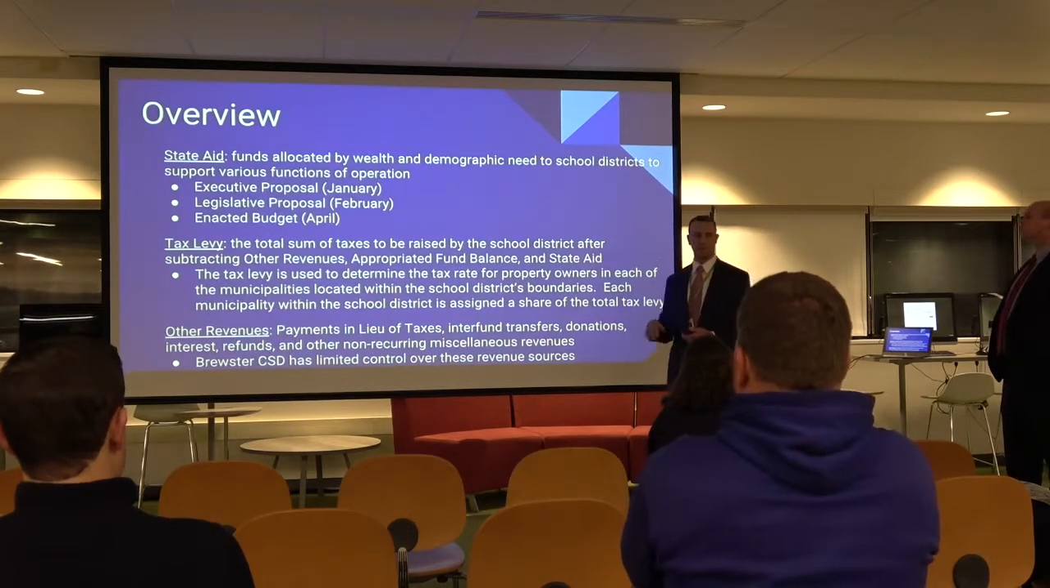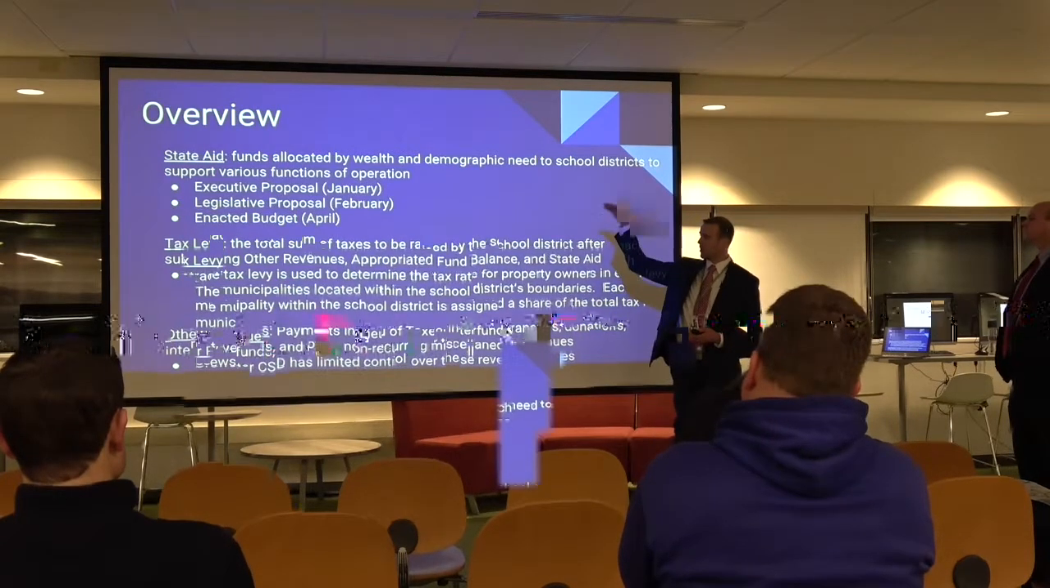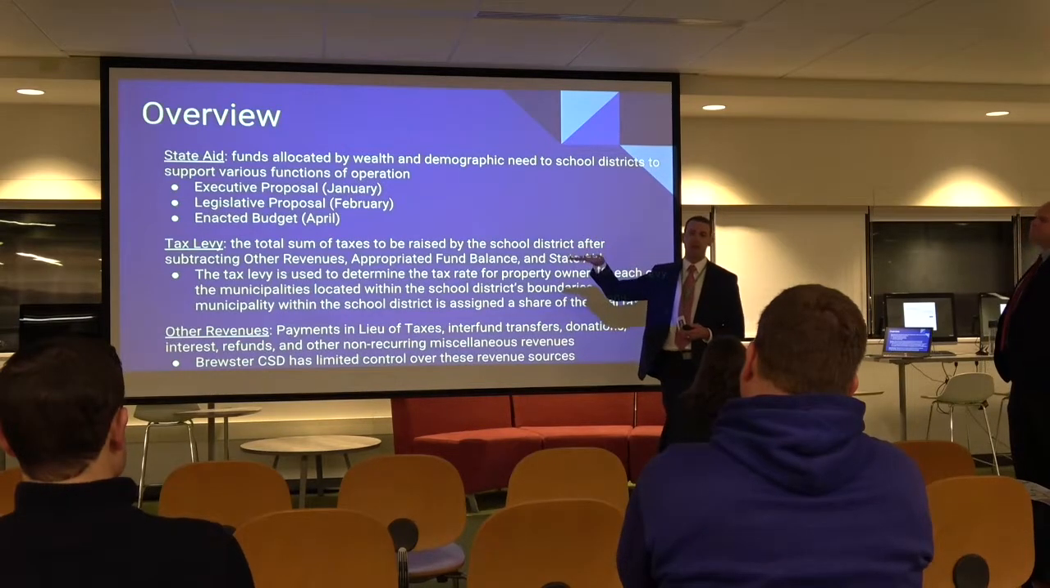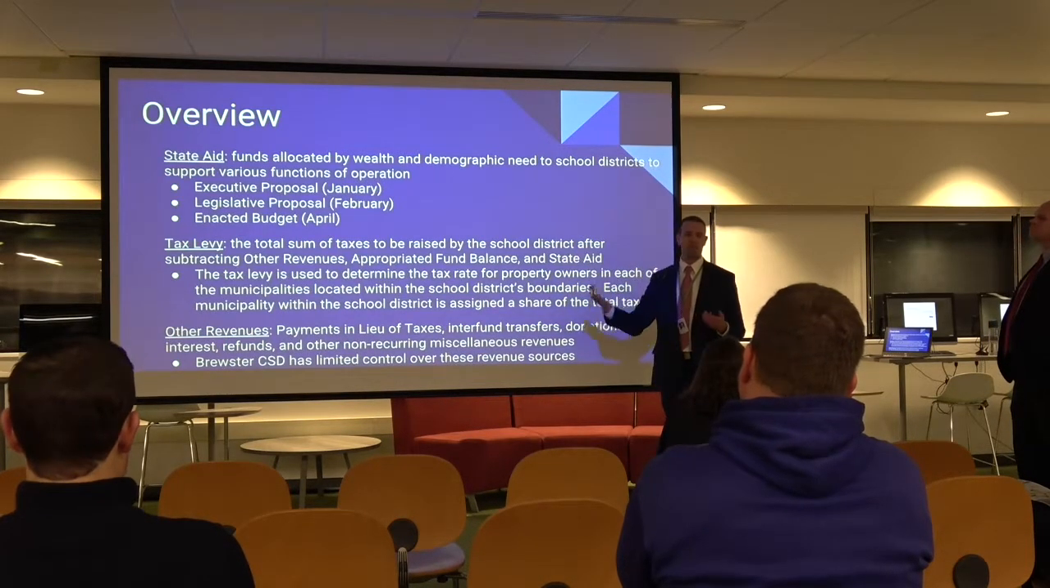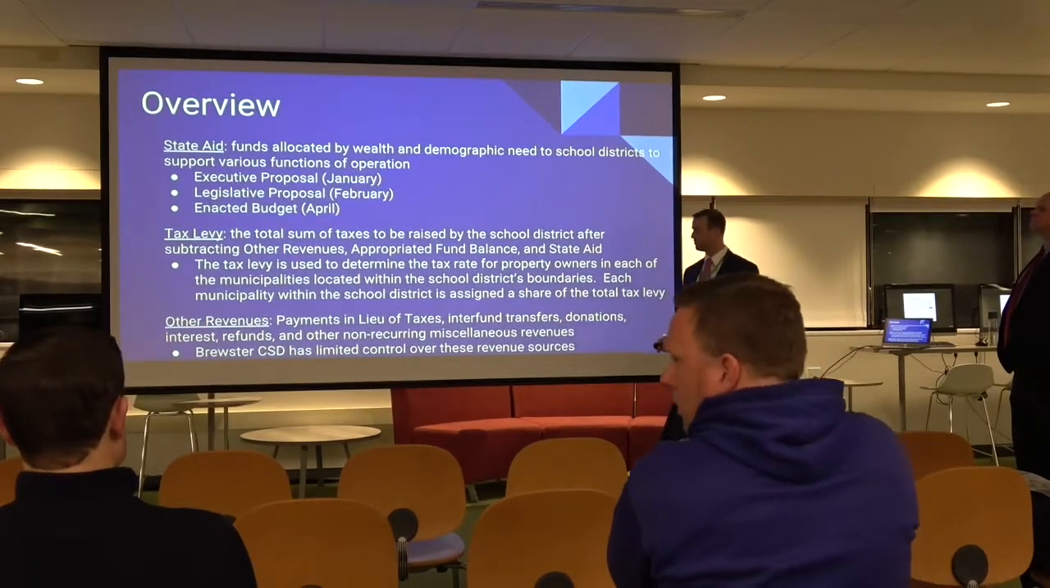So traditionally, the executive budget proposal comes in somewhat low. The legislative proposal comes in higher. They begin throughout the month of March, and the enacted budget comes in somewhere in the middle, hopefully closer to the legislative budget again, so that there's more revenue to the schools.